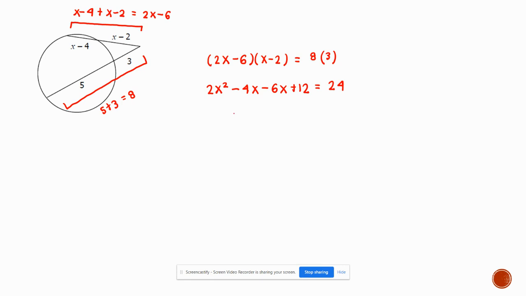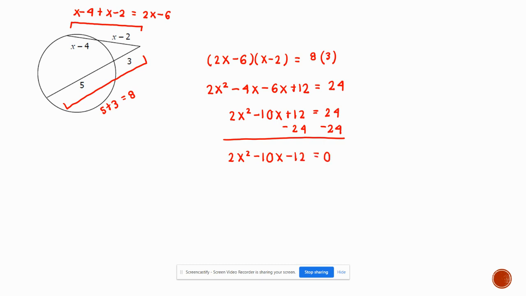We have several like terms, so 2x squared is still the same. Those x's, though, combine into a negative 10x. We still have plus 12 equals 24. Because there's x squared, x, and a number, I want to get all those terms to one side. So I'm going to move the 24 over to the left by subtracting. That gives us 2x squared minus 10x, now minus 12, that equals 0. This is a factoring problem. Can't just solve for x if there's both an x squared and an x.